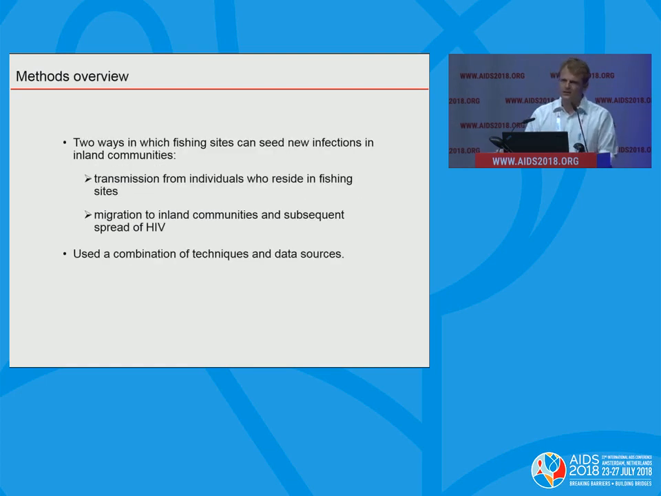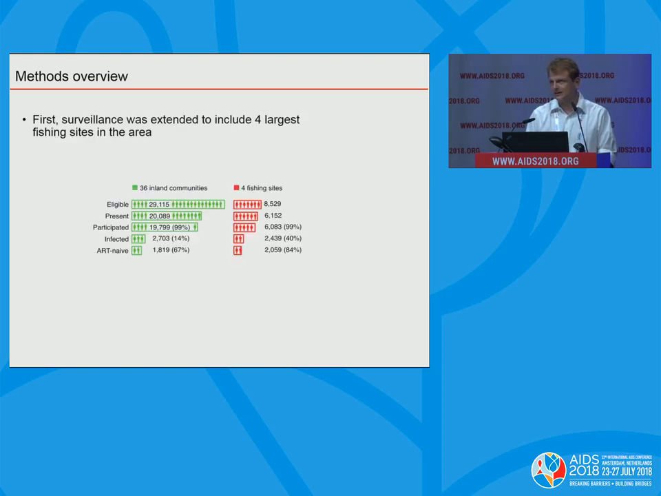When we planned this study, we realized that there are in principle two different ways in which fishing sites can seed new infections inland. First, by transmission from individuals who reside in these fishing sites, so direct transmission. And the second mechanism was migration of individuals to inland communities and subsequent spread in inland communities. To address this complexity, we used a combination of techniques and data sources that I'd like to share with you in the next couple of slides.